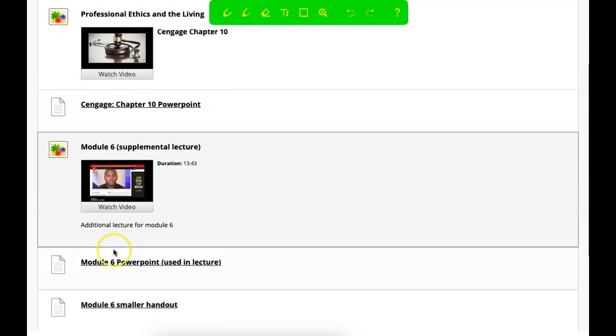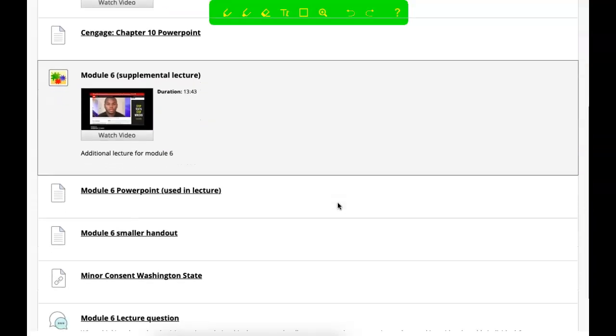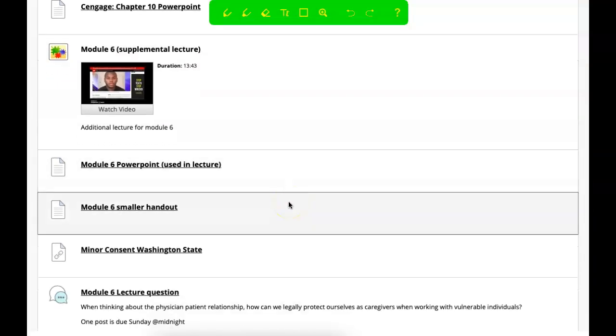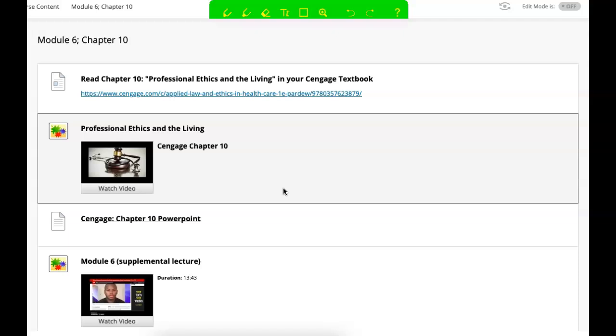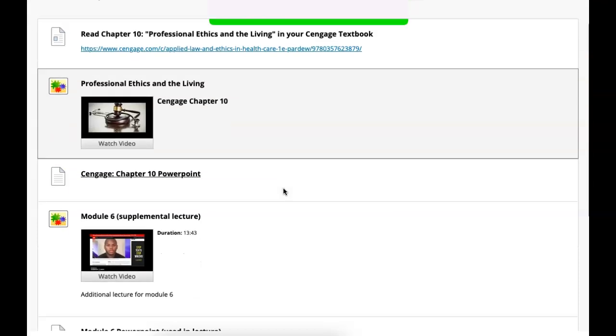Same thing with the supplemental lecture. You do have a PowerPoint for the supplemental lecture if you want to watch through. It's going to have a lot of the same things that you're hearing in the Cengage lecture, but new developments, new things that I've added in as supplemental. So be sure, if you're interested, to take a look at that. It will definitely help you understand the material better. You have a Module 6 smaller handout, which is associated with the supplemental lecture, and I think that's interesting. Of course, we're talking about professional ethics in the living. It's not as dry a chapter as it sounds. There's a lot of great information in there, and I think you'll really enjoy it.